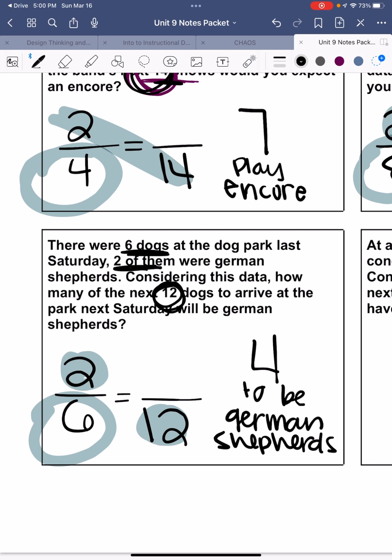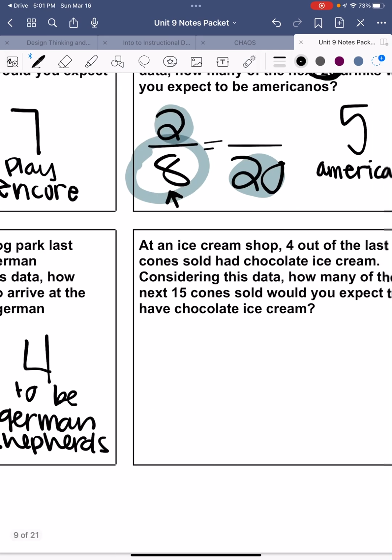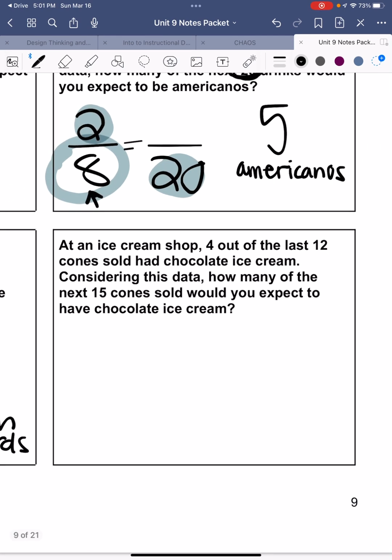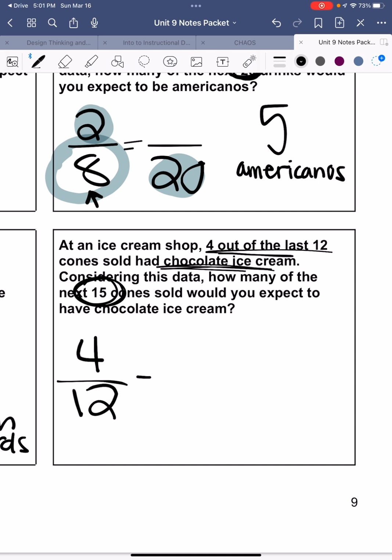That's what we're expecting. We're not saying that's going to happen. We're just expecting that. Last one on this page, an ice cream shop had 4 out of the last 12 be chocolate. How do we think the next 15 will be? So 4 out of 12 were chocolate. What do we think about the next 15?